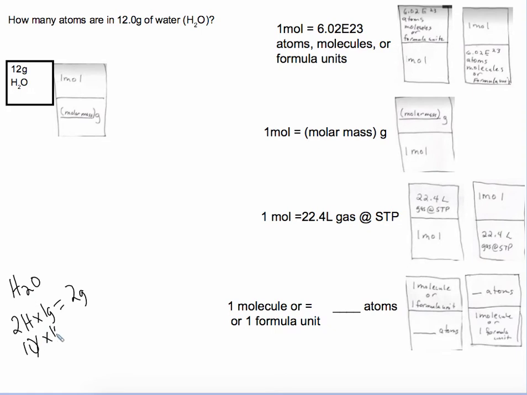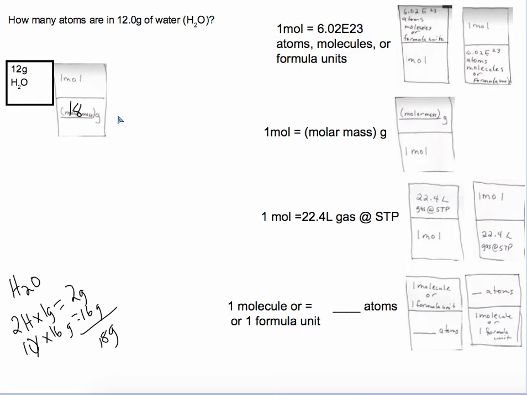There's 1 oxygen, and it's 16 grams. And so 16 plus 2 is 18 grams. Okay, that's the molar mass of water. Now we need to keep on going because it doesn't want moles, it wants atoms.